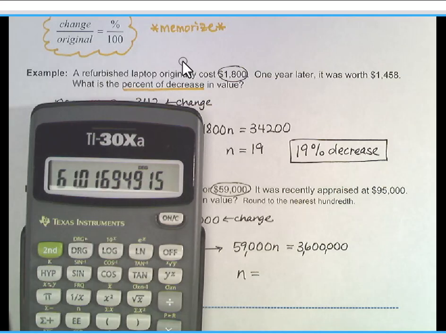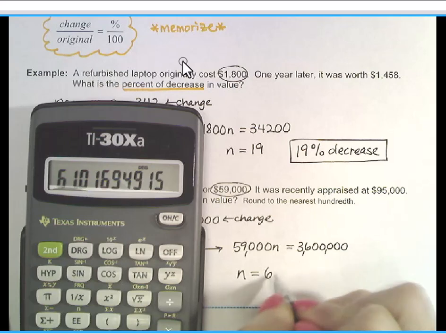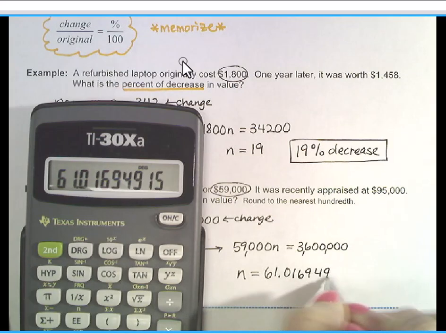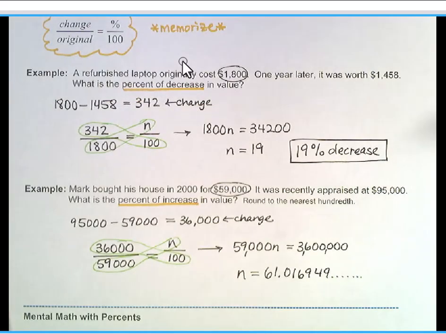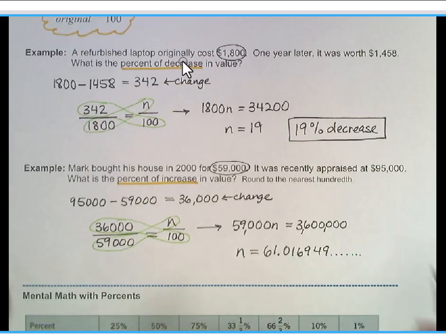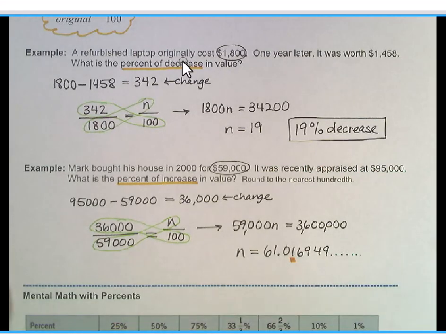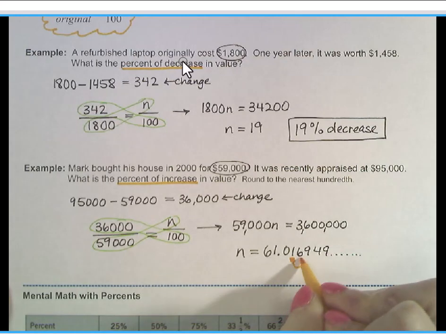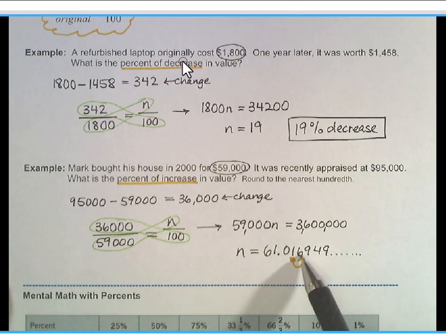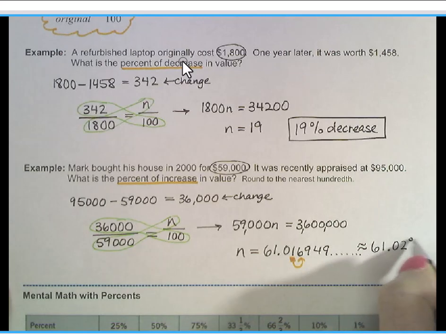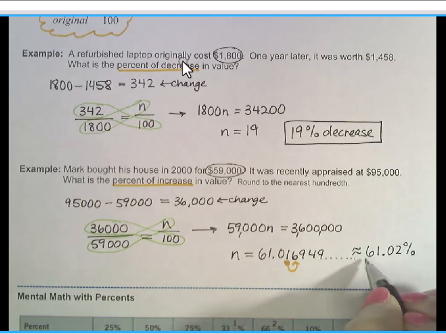And you see how you get this kind of yucky decimal number? 61.01699 and so on. It goes on and on forever, but it says round it to the nearest hundredth. So the hundredths place is the second decimal place. So you look at the number after it. You see how it's a 6? 5 or more, raise the score. So that 1 is going to turn into a 2. So we're going to call this 61.02% increase.